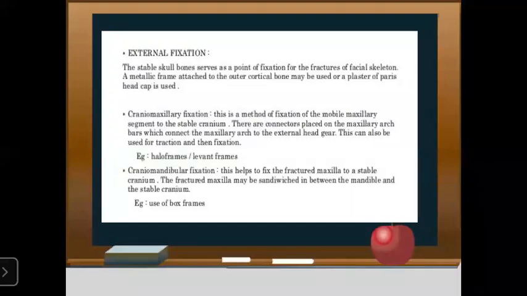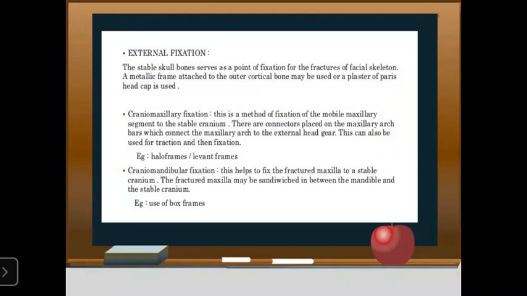External fixation, the stable skull bones are used as a point of fixation for the fractures of the facial skeleton. A metallic frame attached to the outer cortical bone may be used, or a plaster of Paris head cap is used.